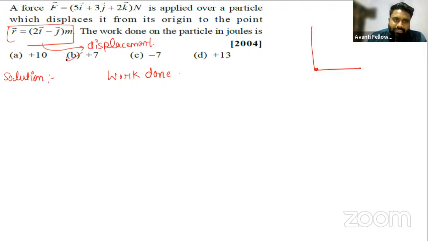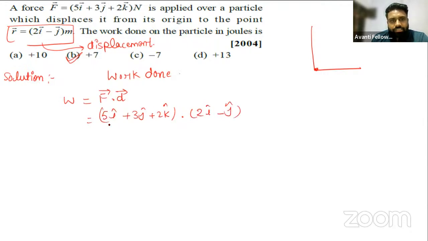Jhansi has answered it is +7. Let's see if she is correct or not. So work done is given by the dot product of both the vectors. Now force F is given as 5 I cap plus 3 J cap plus 2 K cap, dot product with 2 I cap minus J cap. As I have already told you, you just have to take care of the same unit vectors, which means I cap, J cap, and J cap. There is no K cap vector in the final term.